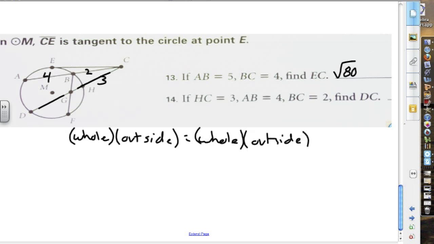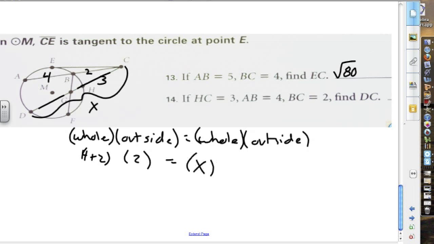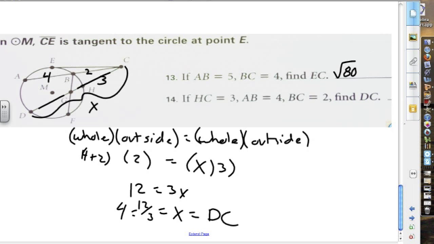So my whole, let's do the AC here, would be 4 plus 2, and my outside is 2. Now for the other one, the whole is my x. I don't know it, and my outside is 3. I just have to figure out that problem. So on the left I've got 12, and on the right I got 3x. So it tells me x must be 12 divided by 3, which is 4. So x is 4, which is DC.